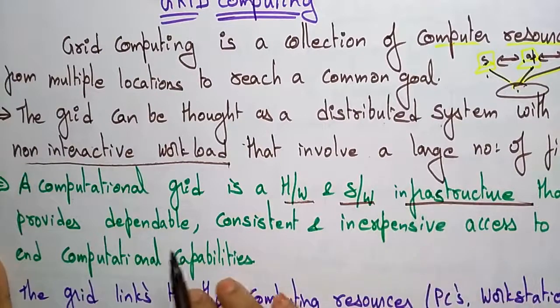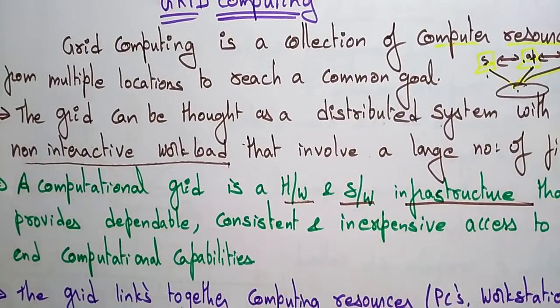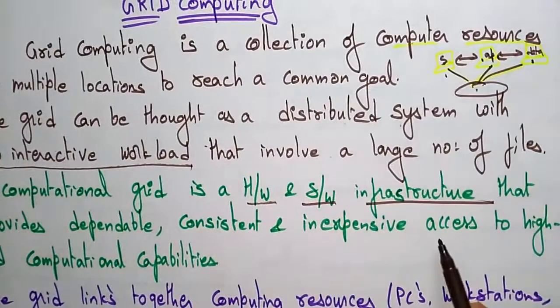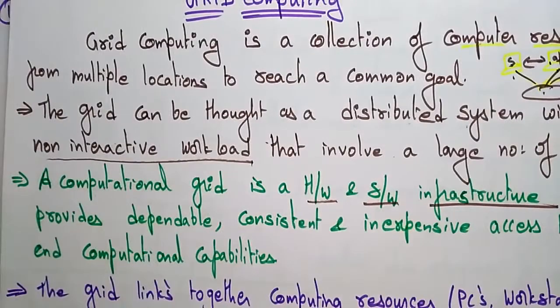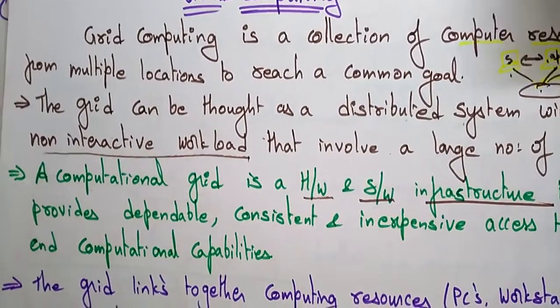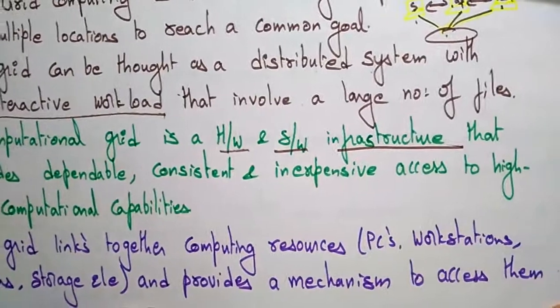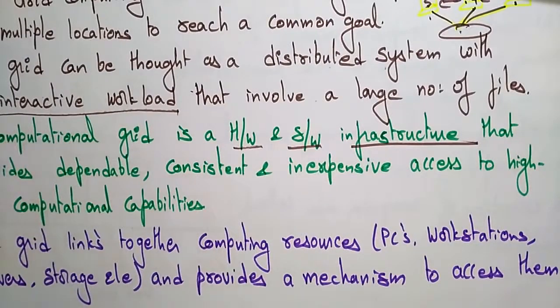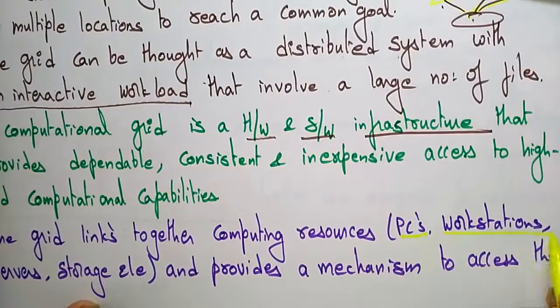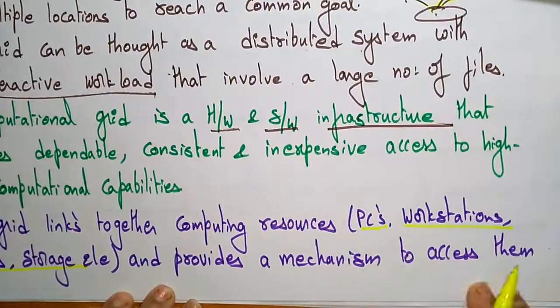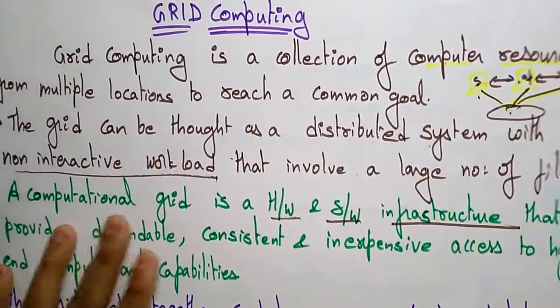A computational grid is a hardware and software infrastructure that provides dependable, consistent and inexpensive access to high-end computational capabilities. The grid links together computing resources like PCs, workstations, servers, storage elements and provides a mechanism to access them. So the grid links different computer resources, all linked together, providing a mechanism to access those resources.